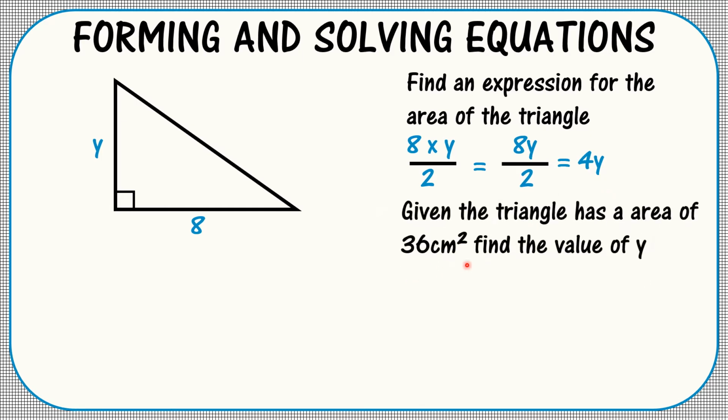Now part B of the question, given the triangle has an area of 36 centimeters squared, find the value of y. So use the information from the first question. So 4y is equal to 36 centimeters. Divide both sides by 4. y is equal to 9. Therefore, a concluding statement, y is equal to 9 centimeters.